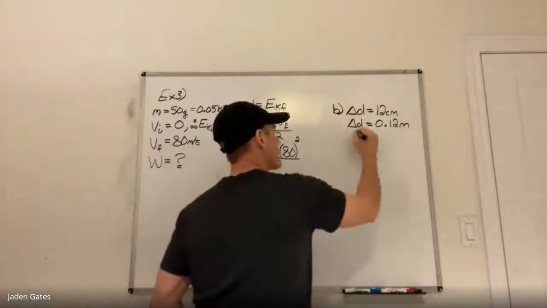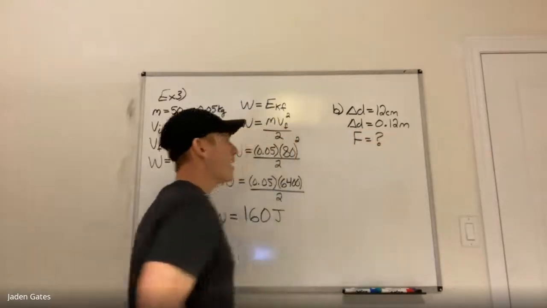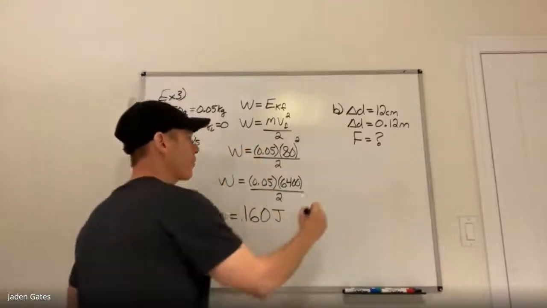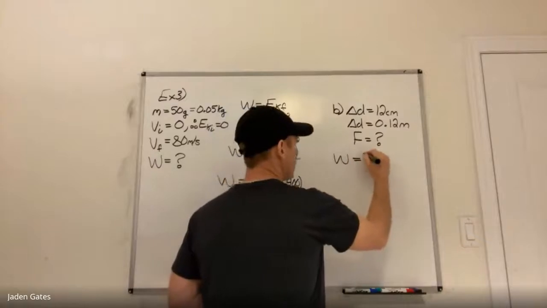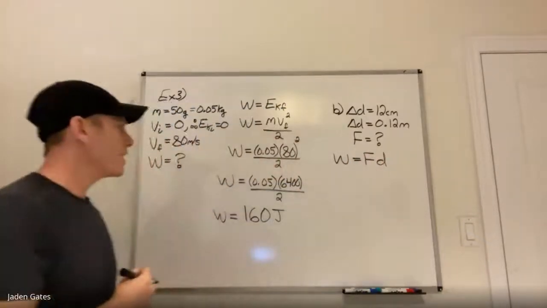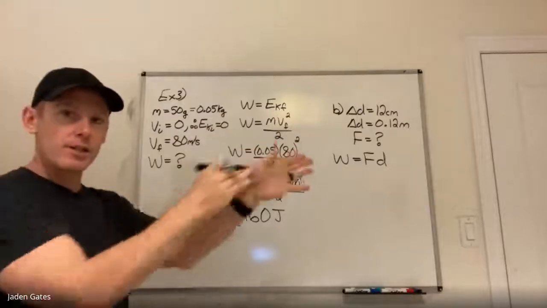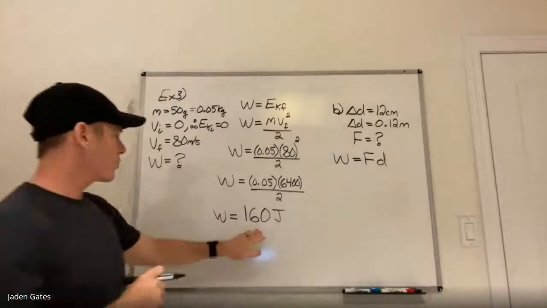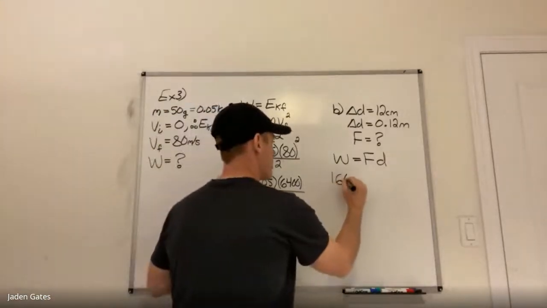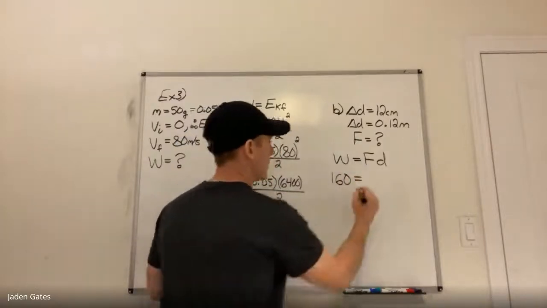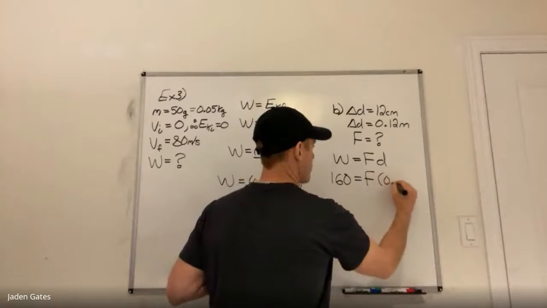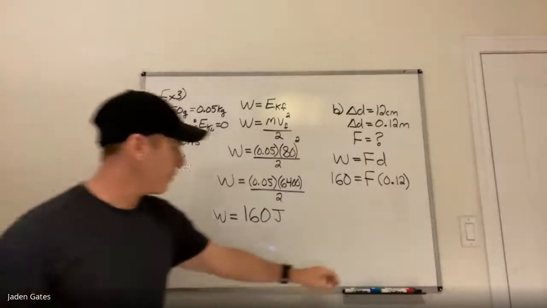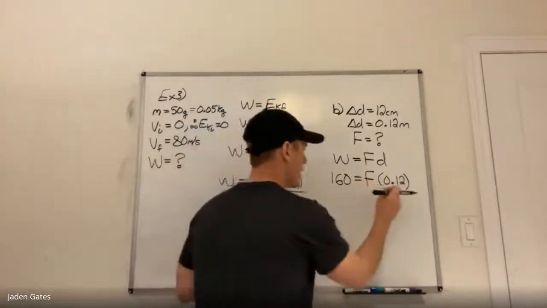Now, I know how much work was exerted. I'm looking for the force. The arrow and the string are moving in the same direction, so I can use my formula W is equal to FD. I don't need the cos theta because the bow is applying the force in the exact same direction as the distance. So my work is 160 joules, my force is what we're trying to figure out, and my distance is 0.12 meters. To figure out my force, I divide by 0.12.